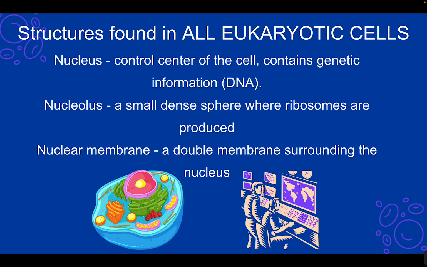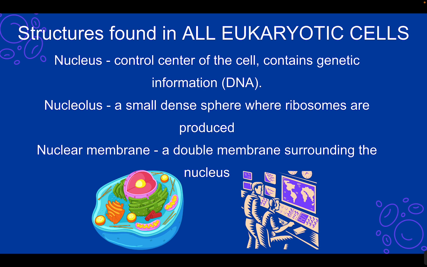Now, those are the things found in all cells. Now we're going to move to additional organelles that are found in eukaryotic cells. These are going to be your multicellular, more complex organisms. Both plants and animals will have all of the features that we talk about in this section.